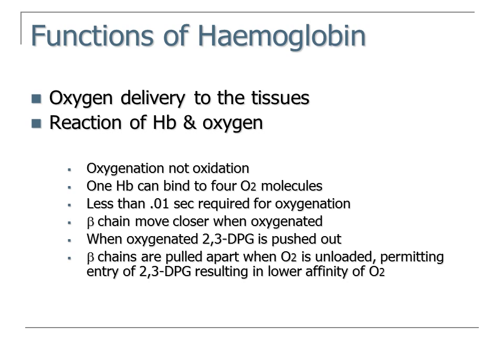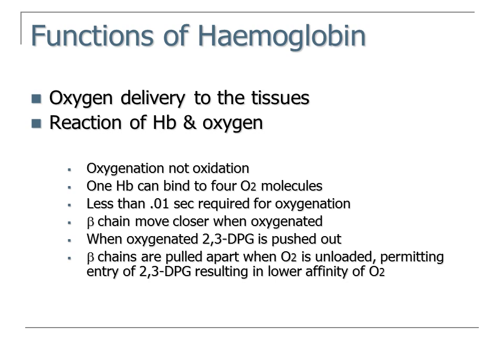So we have one hemoglobin has the ability to bind to four oxygen molecules, and when these oxygen molecules bind to hemoglobin, immediately they are oxygenated, they push out 2,3 diphosphatidylglycerol. And when the beta chains are pulled apart when oxygen is unloaded, this 2,3 diphosphatidylglycerol is permitted to enter into the beta chain again, which causes a lower affinity for oxygen to bind with hemoglobin.